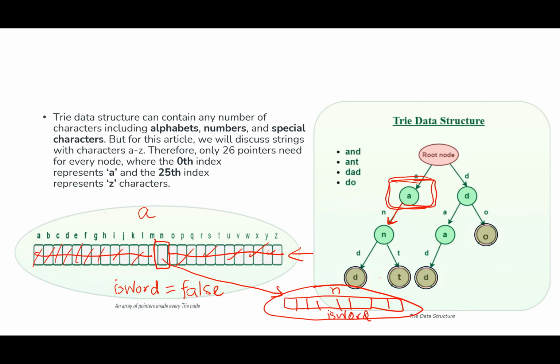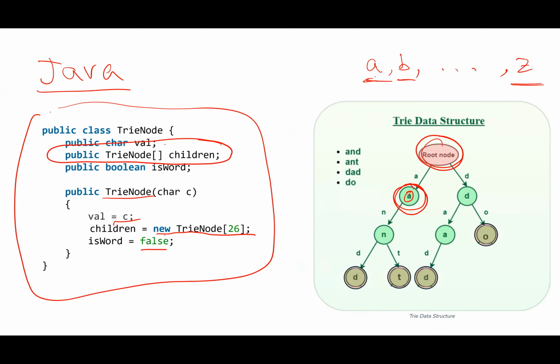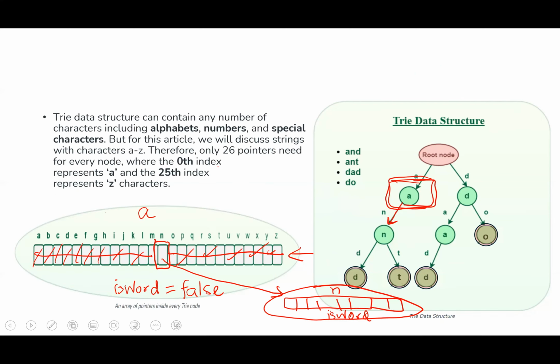Okay, so we have this for today's discussion. We are assuming that all the strings or words are going to be made up of small case characters. So this is how a trie node looks like programmatically. It will have a value, it will have a list or array of children, and it will have a flag. And this is how it looks.